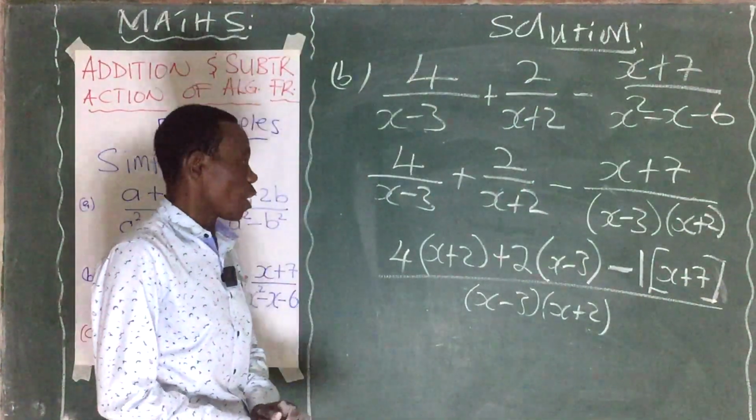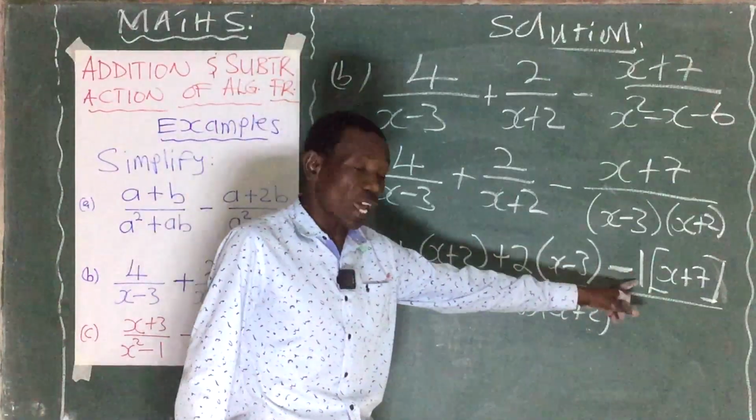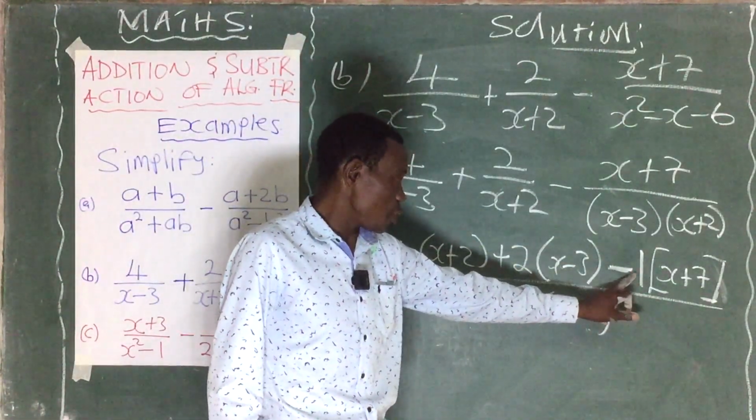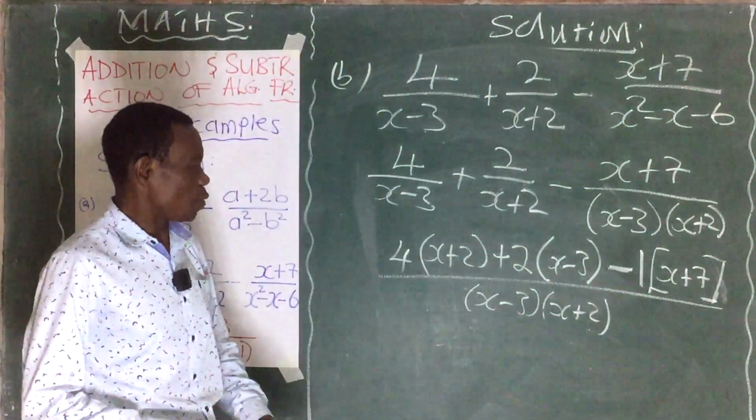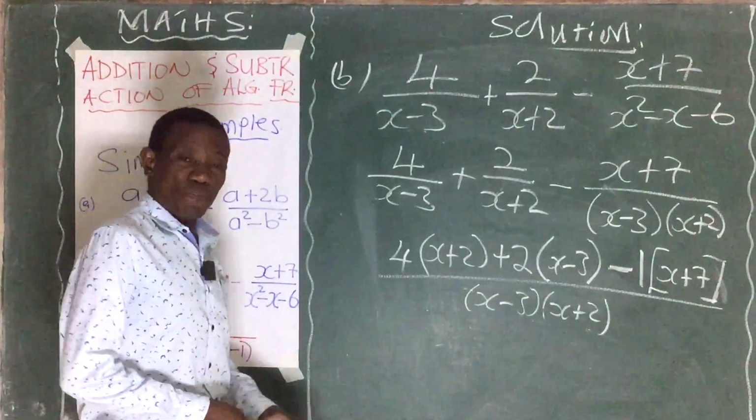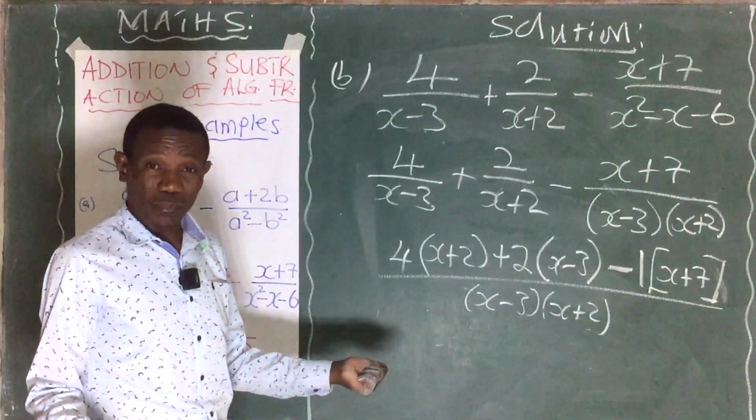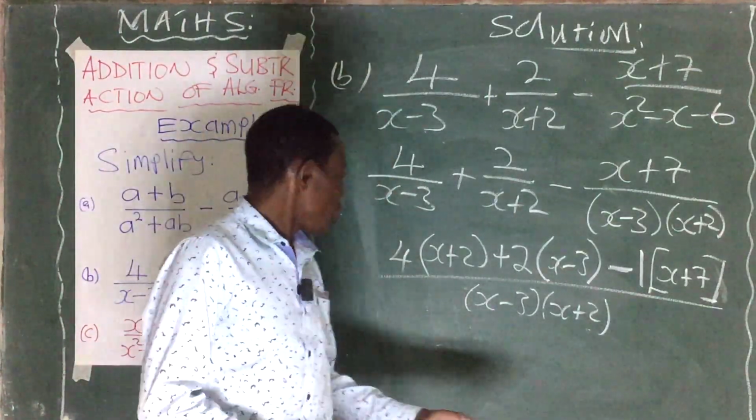Sometimes we don't necessarily write a 1, but in this case it's important because this one has got a negative. So there are special issues that we will do in order to deal with the negative as such. Fine. Now what else do we do? Let us clear the brackets.